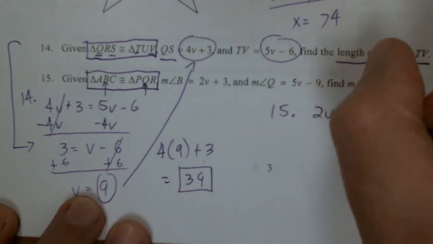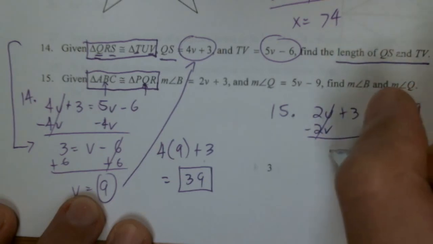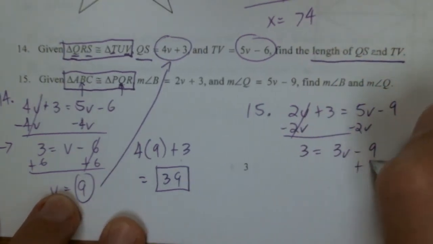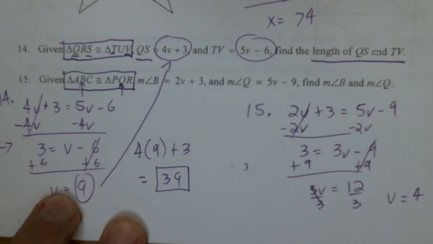So I'm going to say 2V plus 3 is equal to 5V minus 9. Let's leave ourselves a positive variable, so I want to subtract 2V. 3 equals 3V minus 9. Let's add 9 to both sides. I'm pretty sure that's 12, but I'm no math teacher. Divide by 3. V equals 4.